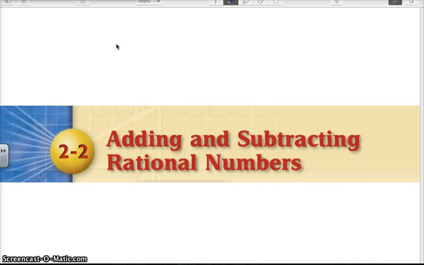Hi, Algebra 1 students. Here we are in Chapter 2, and we're looking at Section 2.2. We're going to be adding and subtracting rational numbers.